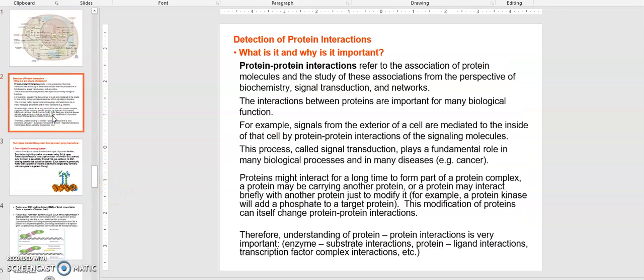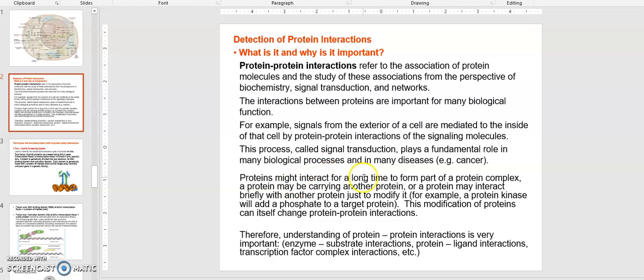Okay, so protein-to-protein interaction. What is it? Why is it important? Like I said, it talks about the interaction between the protein molecules because that is so important. It's part of the biochemistry and part of the signal transduction and part of the cellular network. Okay, so the interactions between proteins are very important for biological function. Okay, so outside signal that's recognized through signal and receptor binding, and then the receptor can turn on some other cellular responses through all these interactions.